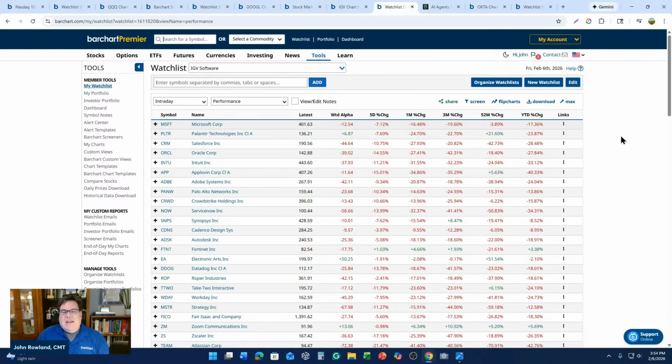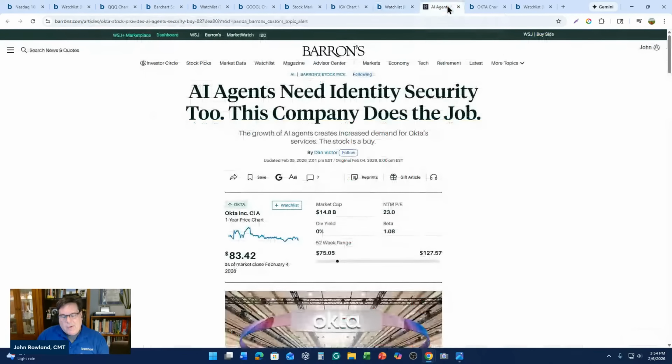But I have been investigating this space, and I've got to tip my hat to Barron's, they beat me to the punch on this one: AI agents, this disruptor they're talking about, need security too. And that's where I was really thinking about. I think cybersecurity software is something that AI will not be able to eliminate. In this one, they talk about this company, Okta, which does that. It creates these doorways letting companies build cybersecurity. Because think about it, an AI agent has access to all of your data, right? And that is kind of a security risk.